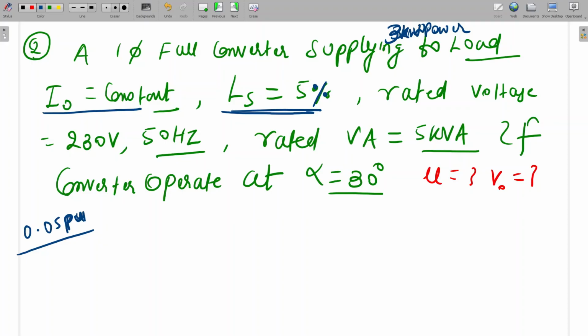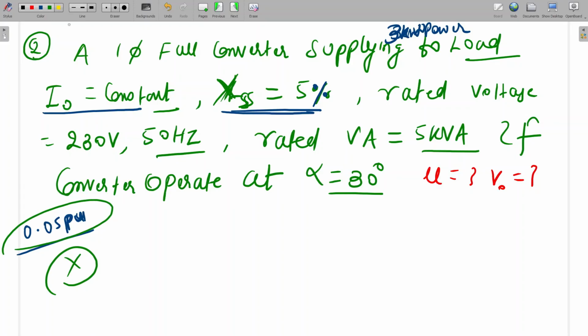Is it clear? Okay. Here it is not Ls, this is Xs, which is 2 pi f L. That is given as 0.05 per unit. So what will be the actual X we have to calculate?